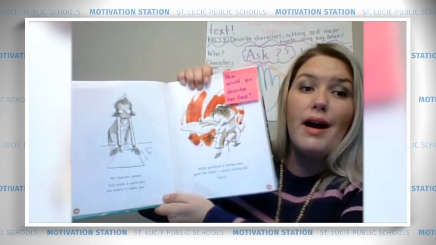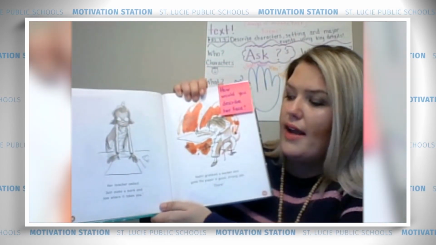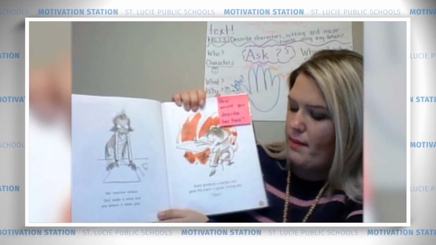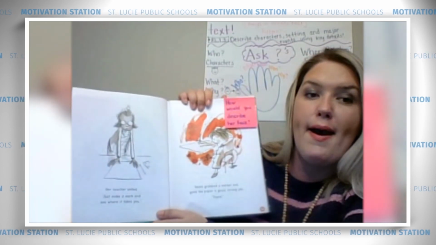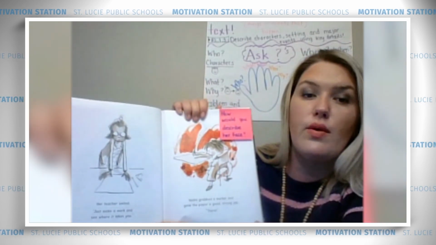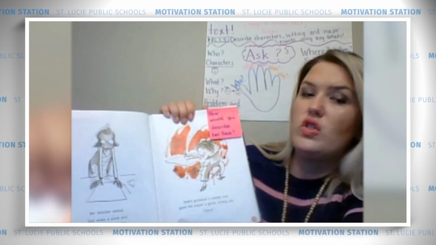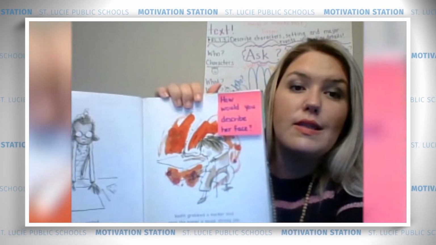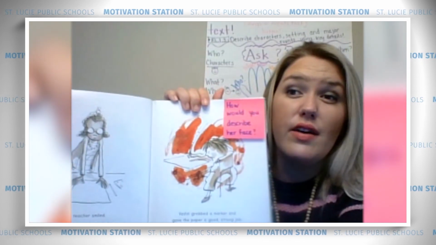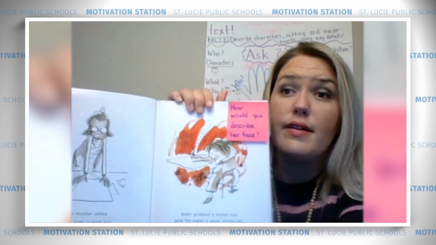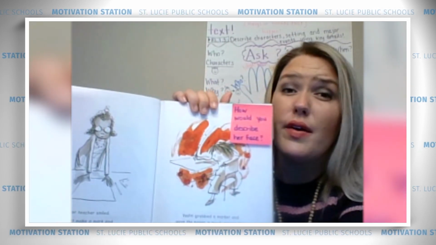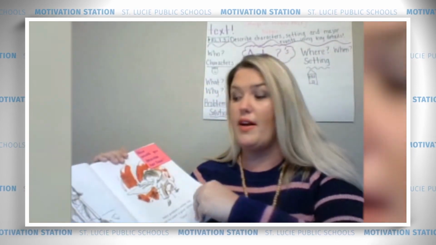Her teacher smiled. "Just make a mark and see where it takes you." Vashti grabbed a marker and gave the paper a good, strong jab. "There," she said. Raise your hand if you know the answer to this question. How would you describe Vashti's face on this page? Good. So she looks angry or upset, right? So that's her problem right now: she can't draw and she's angry and upset. Let's keep reading to find out more.